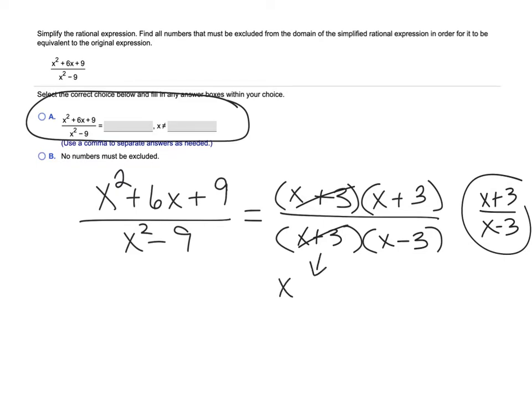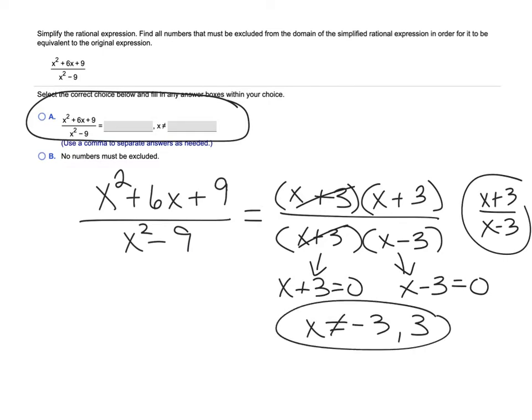So x cannot be, you can set it equal to 0. Both factors in the denominator you have to set equal to 0. You say x cannot be negative 3 and 3. There's two values. Even though we crossed out x plus 3, you have to include whatever makes that 0 in the problem. So my answer, I guess up here we would write x plus 3 over x minus 3. That's that answer. And x cannot be negative 3 and 3.